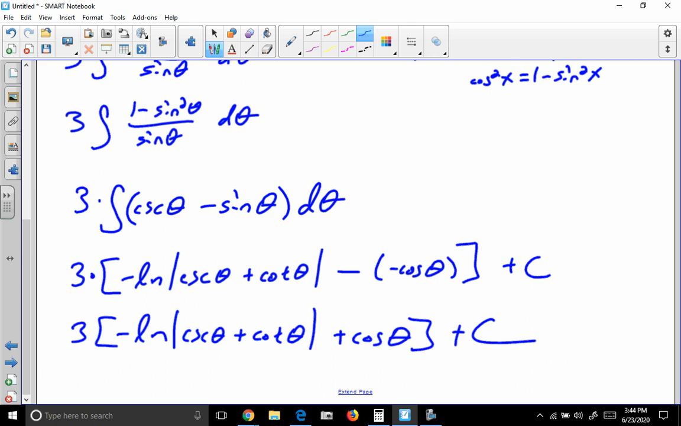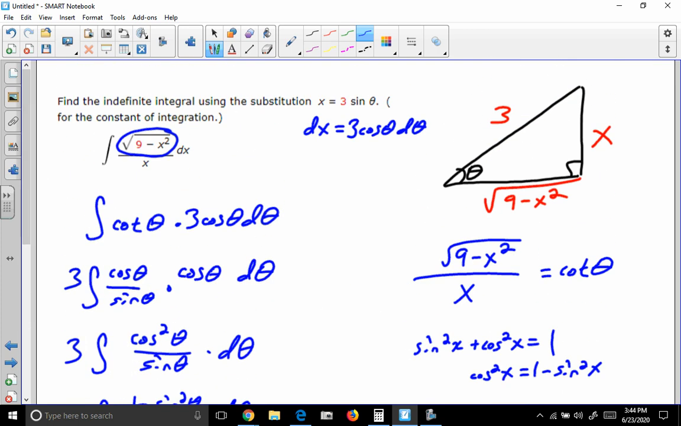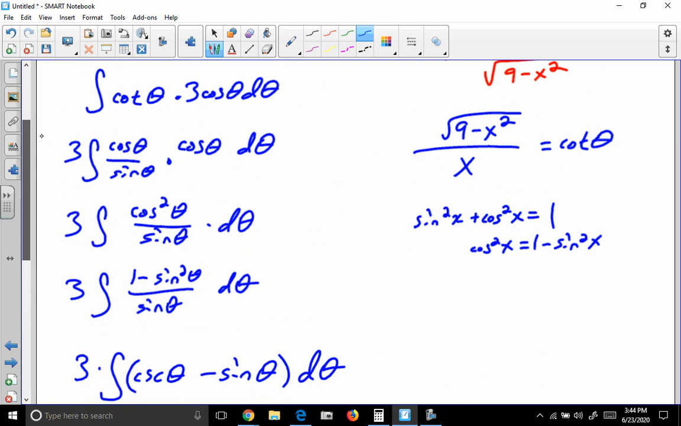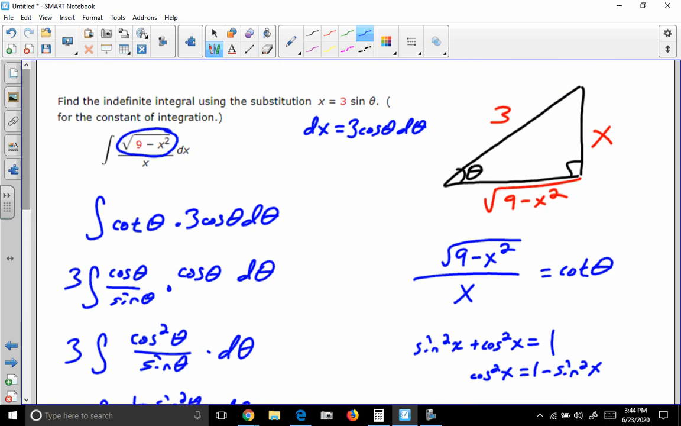Now we just need to take that and convert that back into x's. So we need to find out what is cosine in terms of x's, what's cotangent. So cosecant is the reciprocal of sine. Sine is x over 3, so cosecant is 3 over x. So cosecant we would replace with 3 over x. Cotangent, we've already found that one. Tangent would be x over the radical. Cotangent is the radical over x.